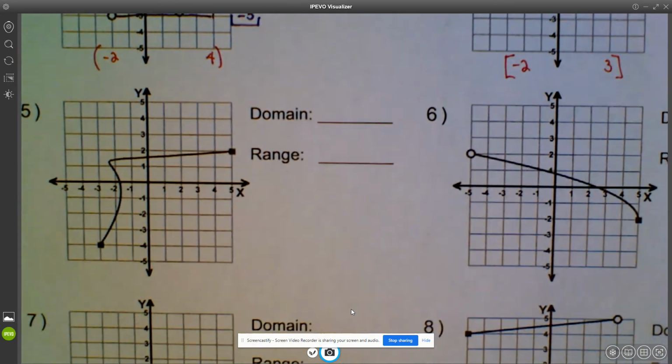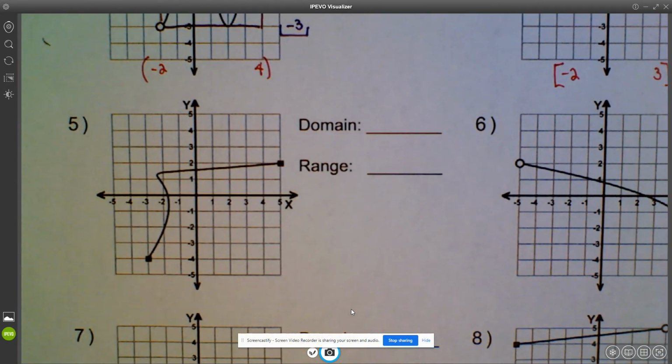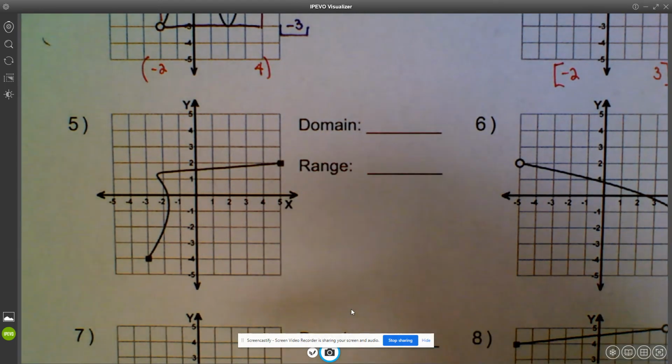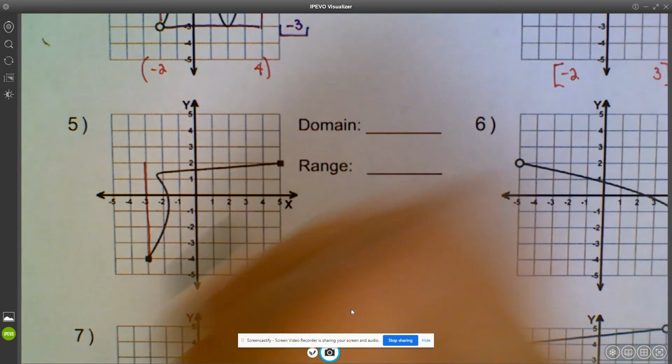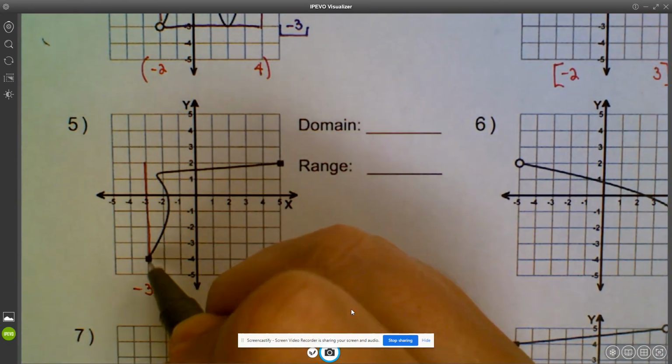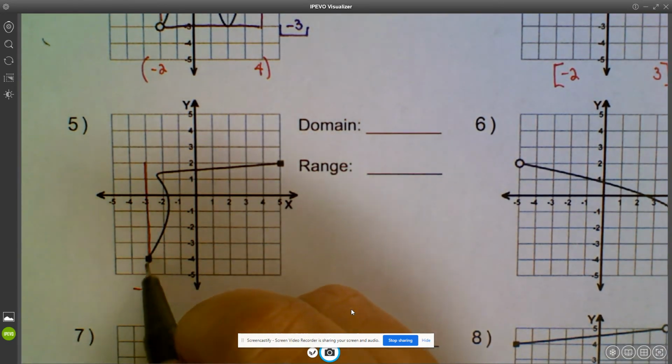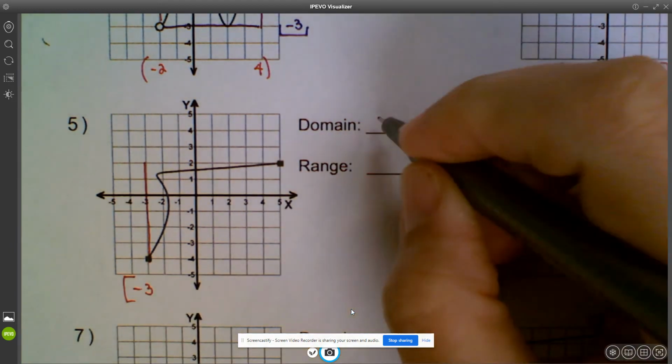Okay, so let's look at this one. All right, I love this graph. It's got a nice little curve, but again, don't let the curve distract you or cause you anxiety. We're still doing the same thing that we've done so far. My domain, how far to the left does this function travel? Well, it travels all the way to x equals -3. And it's on a closed circle, so we put a bracket.